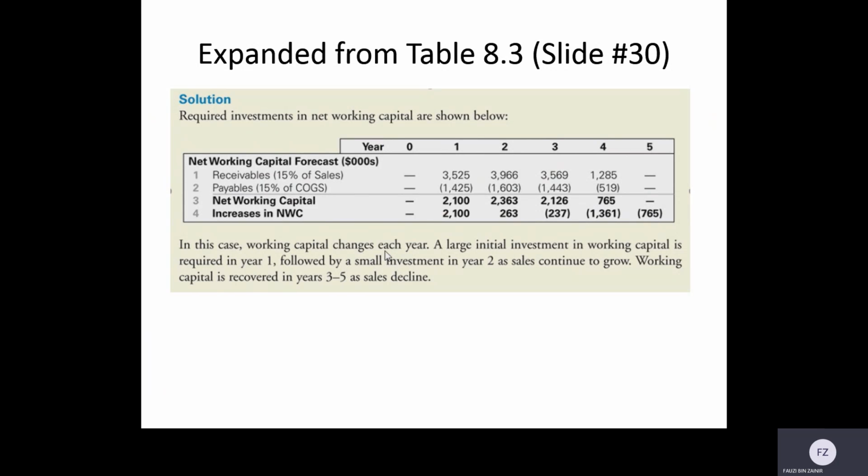So in this case, working capital changes each year. A large initial investment in working capital is required in year 1, followed by a small investment in year 2 as sales continue to grow. Working capital is recovered in year 3 and year 4 as sales decline. So basically, most of the initial huge investment in working capital in year 1 and year 2 is recovered back in year 3 and year 4.